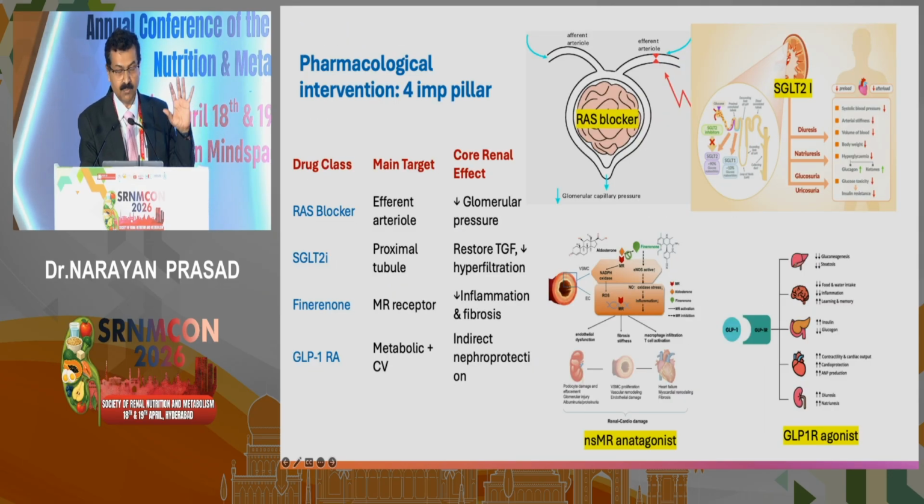Pharmacological intervention, 4 pillars we all understand: RAS blocker, SGLT2 inhibitors, finerenone and GLP-1 receptor agonist. We understand the targets: RAS blocker, afferent arterioles; SGLT2, proximal tubules; finerenone, MR receptors; and GLP-1, metabolic plus cardiovascular. All have different kinds of mechanisms of action, so we must remember that adding all the drugs together might be more beneficial.